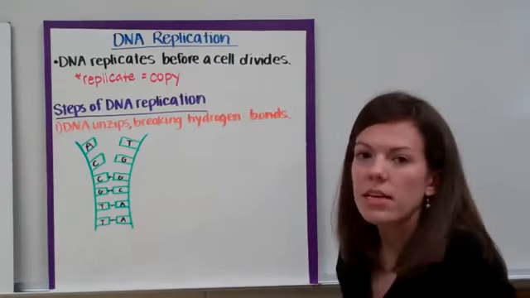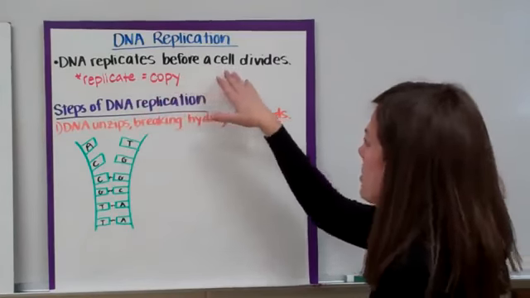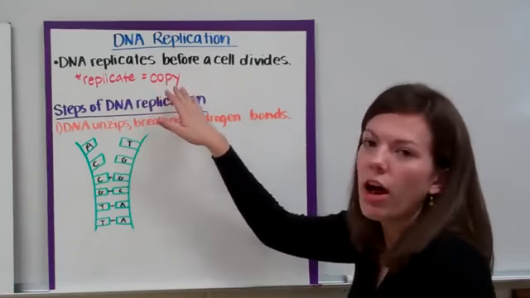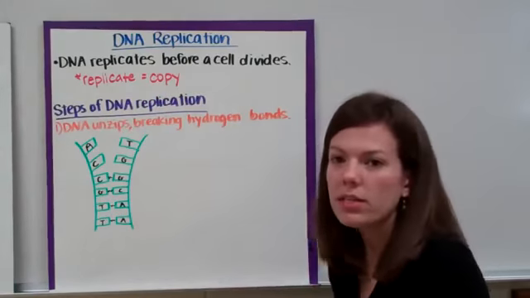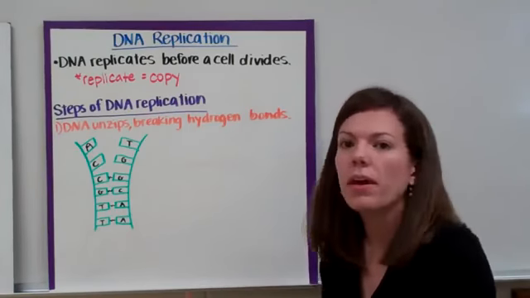Now let's discuss DNA replication. DNA replicates before a cell divides. And if you don't know what replicate means, it's just another word for copy. So if we were to copy the Mona Lisa, that copy would be called a replica. So replication is the process of making a copy.